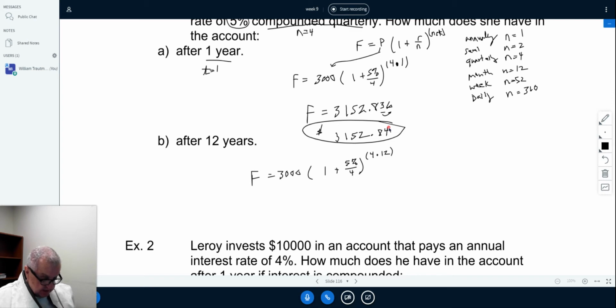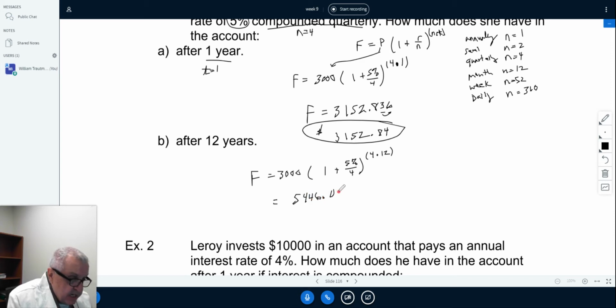%, divided by 4, close parentheses, raise it to a power of 4 times 12. And if we keep this $3,000 in the bank for 12 years at 5%, we end up with $5,446.06.